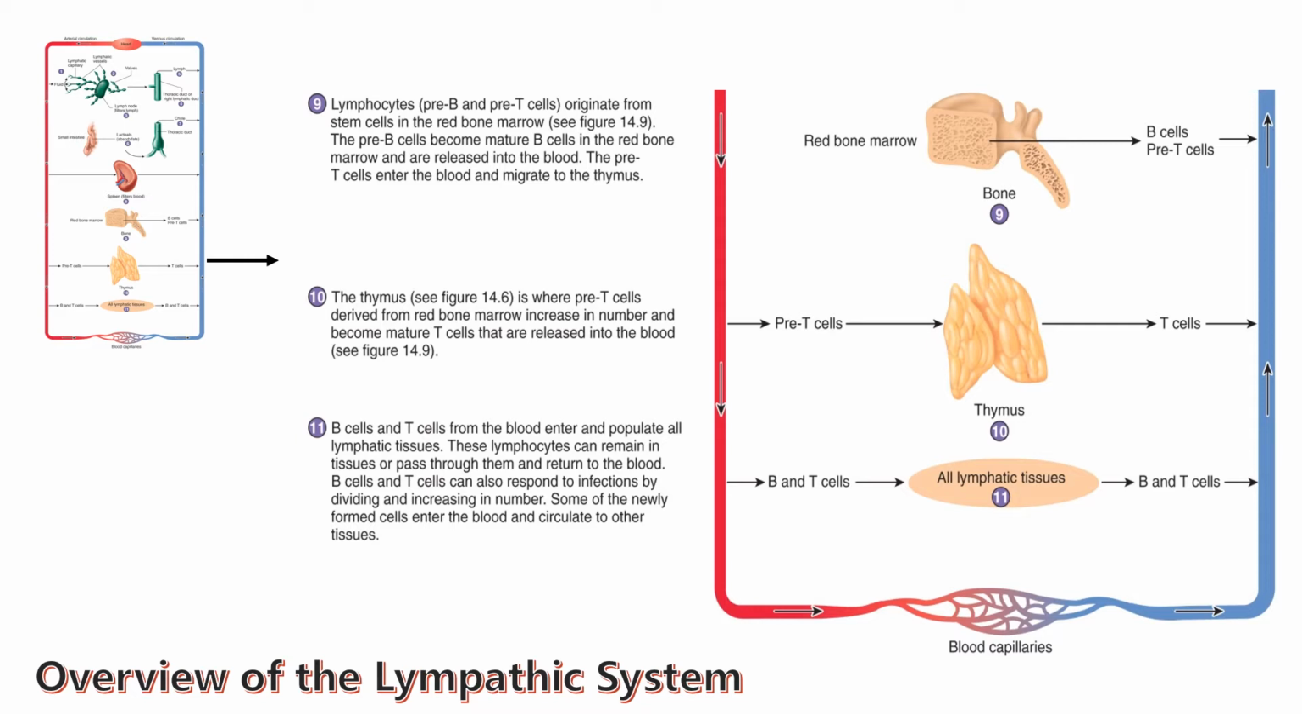B cells and T cells are responsible for much of immunity. In response to infections, B cells and T cells increase in number and circulate to the lymphatic and other tissues. How B cells and T cells protect the body is discussed later in this chapter.